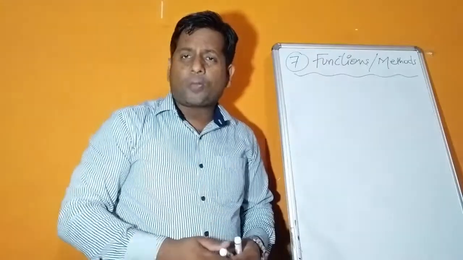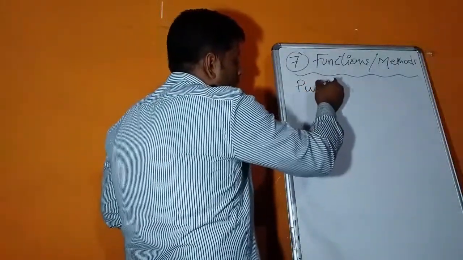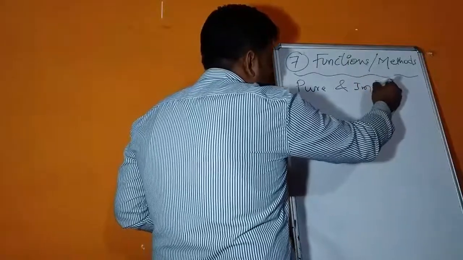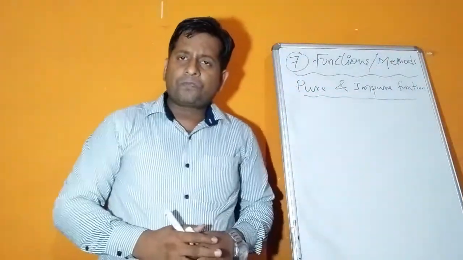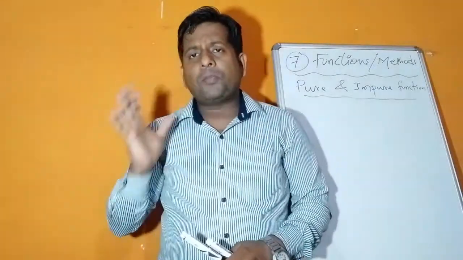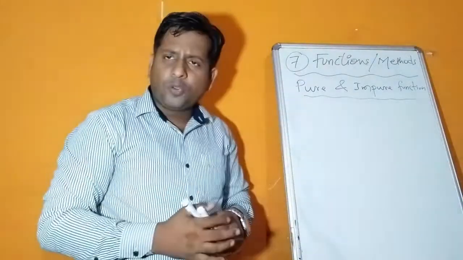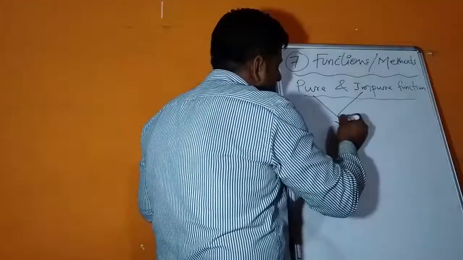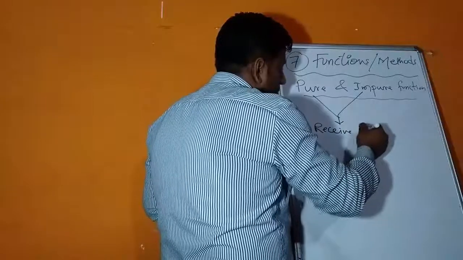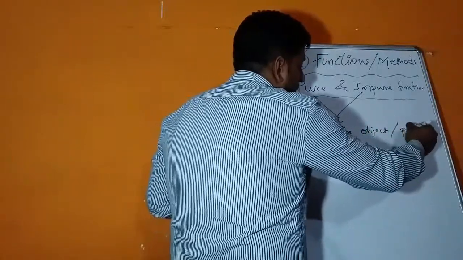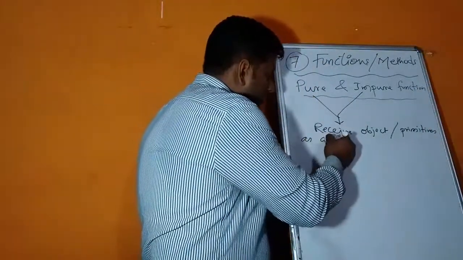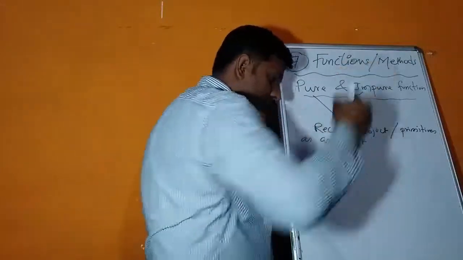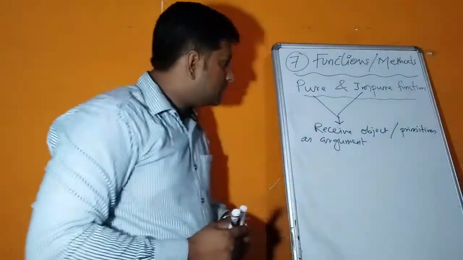So the next topic is pure and impure function. So first let me tell you a basic difference between pure and impure function. Pure function and impure function both receive objects or primitives as arguments. But the difference is what?